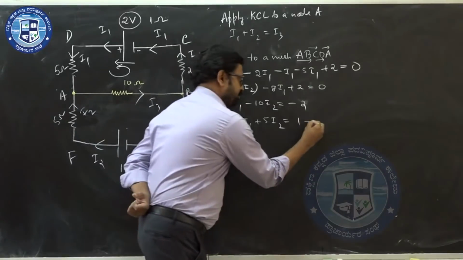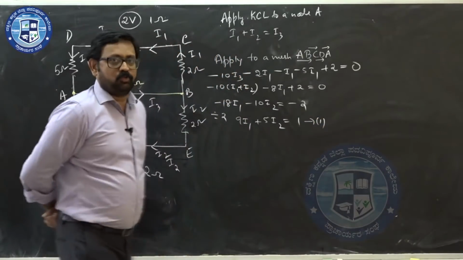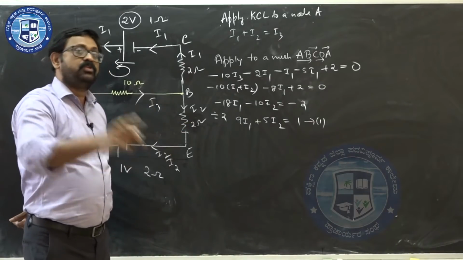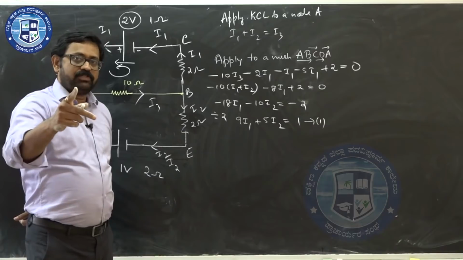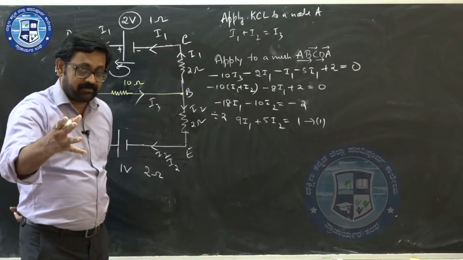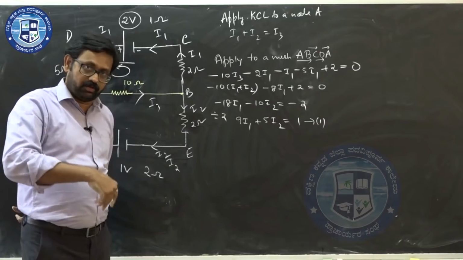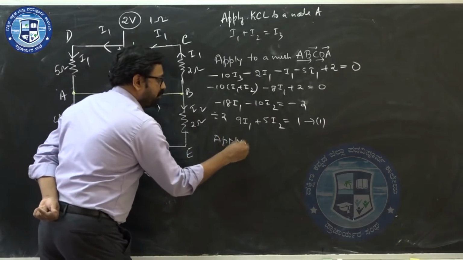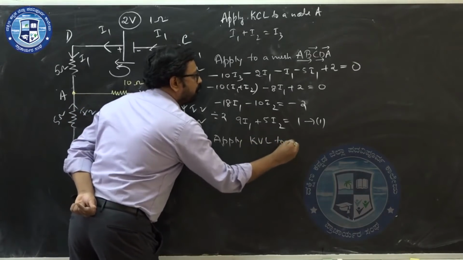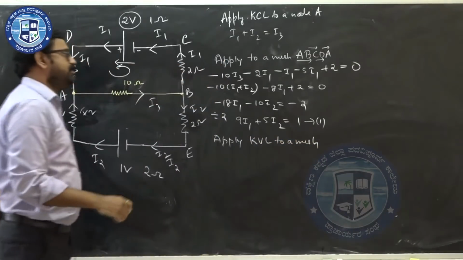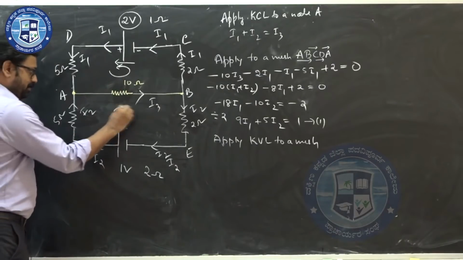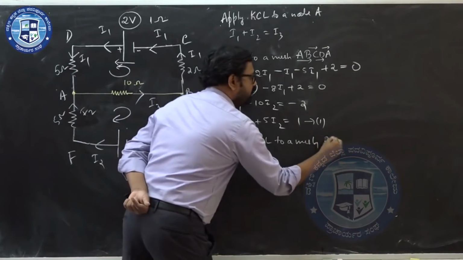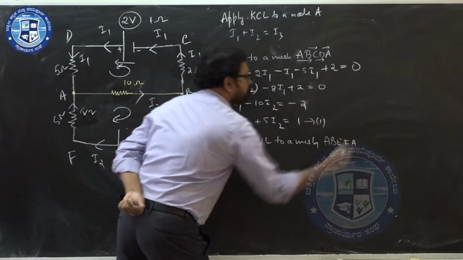This is one equation. So after applying KVL to one mesh, I got an equation with two unknowns, I1 and I2. You know, one equation with two unknowns you can't solve, which means I need one more equation with the same two unknowns. To get one more equation with the same two unknowns, I will apply KVL to one more mesh. I will select the mesh A, B, E, F, A.